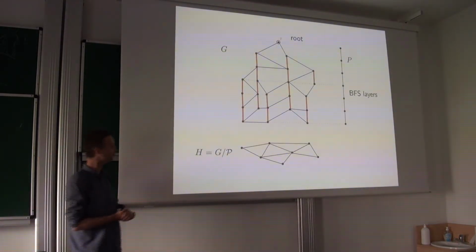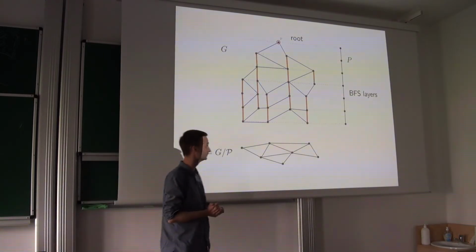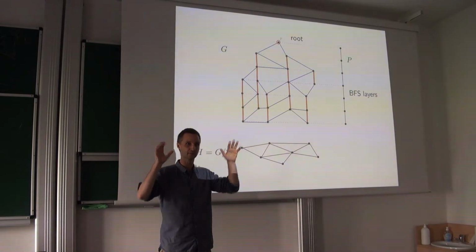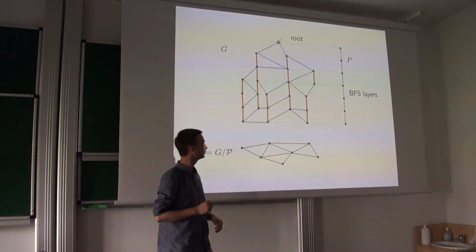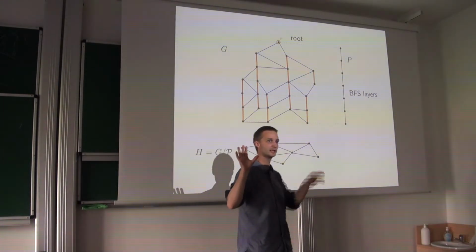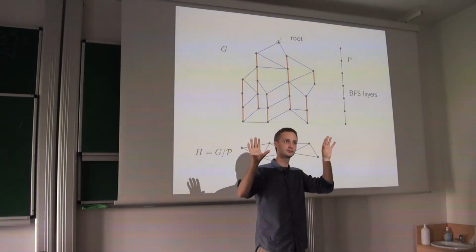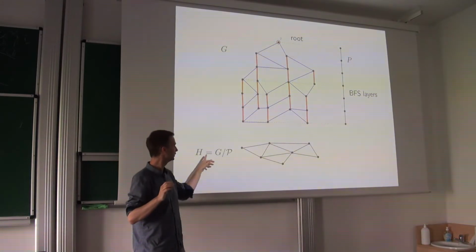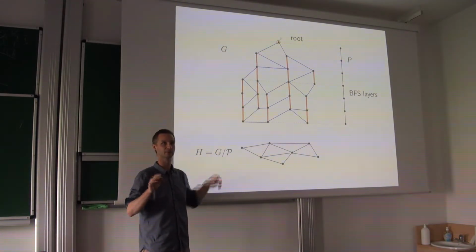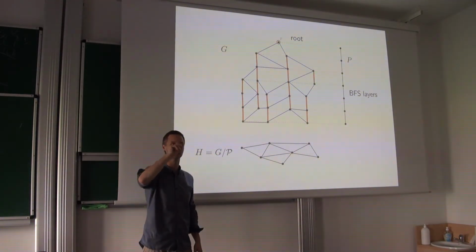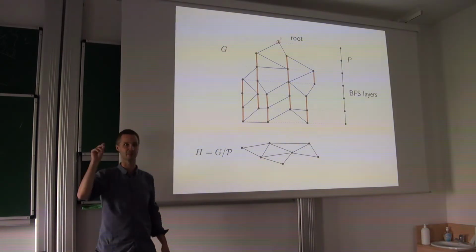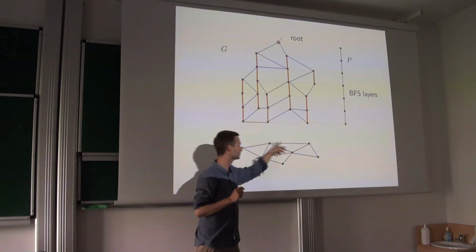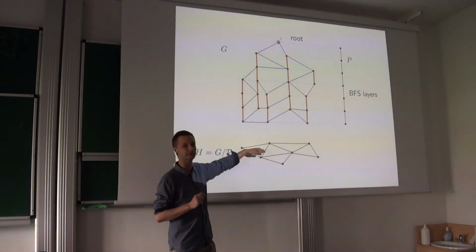So how do you get the product structure? Again, my spanning tree is a breadth first search tree. And for the product structure, I need to define H and P. H is my bounded tree width graph, P is my path. H is easy. This will be the quotient graph that I get when I contract each of the paths in my partition, each of my vertical paths, into a vertex. This is my quotient graph. I draw it horizontally here.